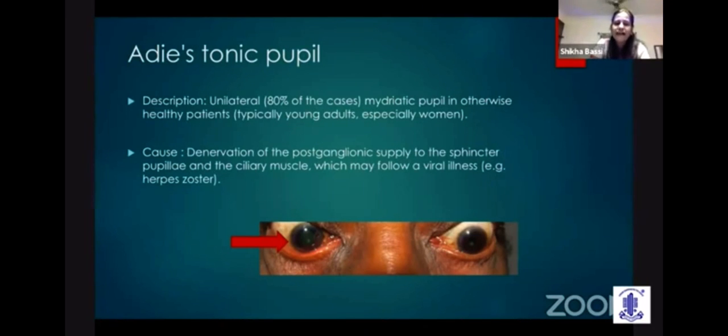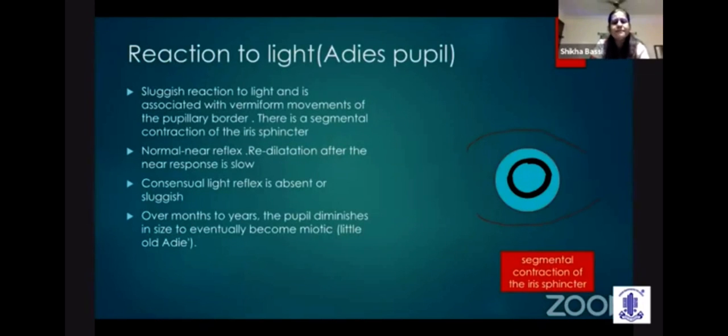An Adie's pupil is typically a unilateral mydriatic pupil, commonly seen in women, and it's because of the denervation of postganglionic supply to the sphincter pupillae and the ciliary muscle, which usually follows a viral illness. What happens when we shine light on an Adie's pupil? We see vermiform movements of the pupillary border because of the segmental contraction of the iris sphincter.